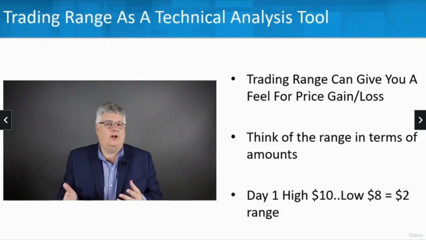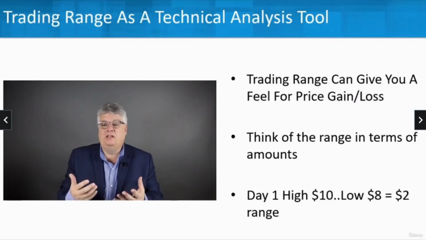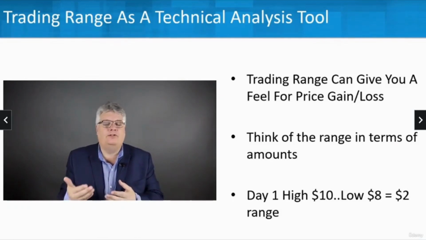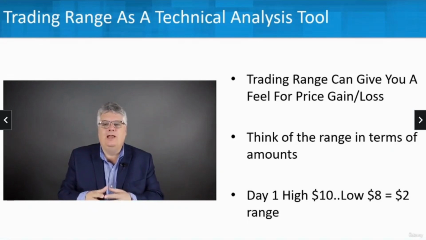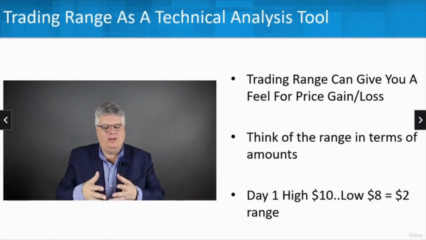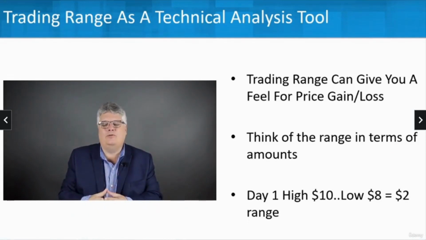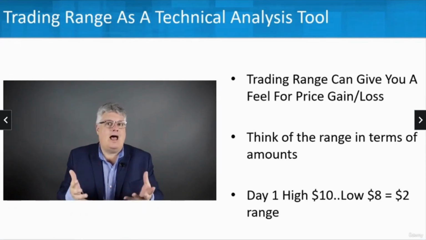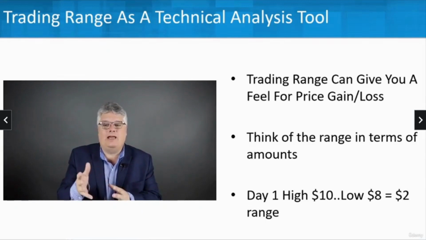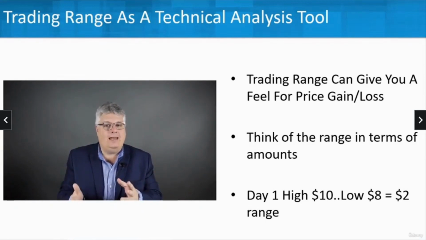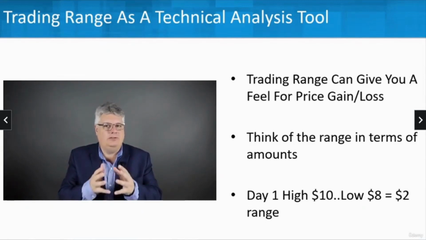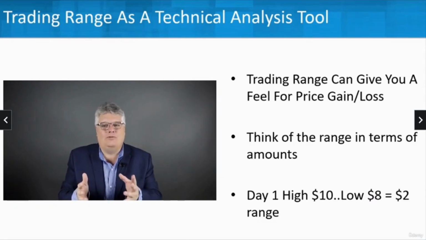A trading range can also give you a feel for anticipated price gains and price losses, let's say, your own profits from trading in this particular security. And you can think of the range in terms of amounts. What is the difference between them? So if we use, let's say, on day one, something had a high of, well, we'll use dollars as an example, $10, and had a low of $8, using absolute terms, well, we would say it would have a $2 trading range, right?